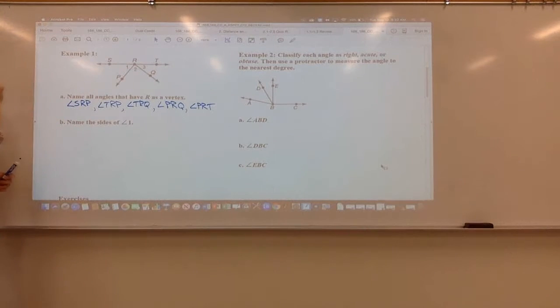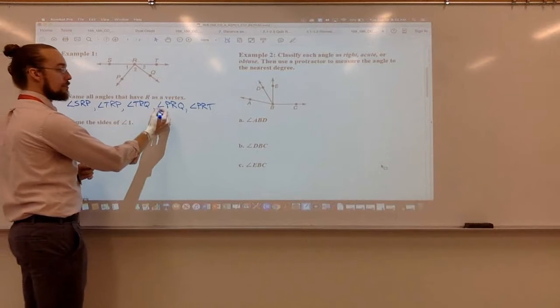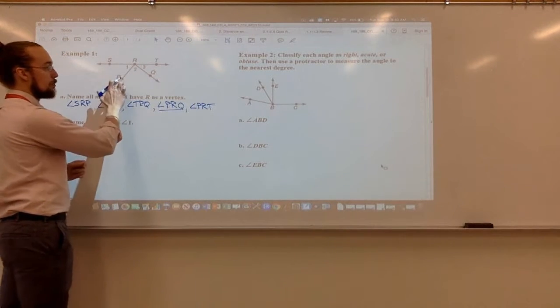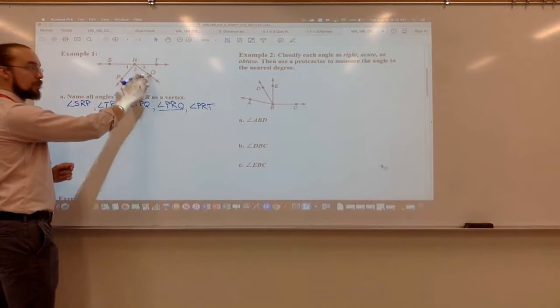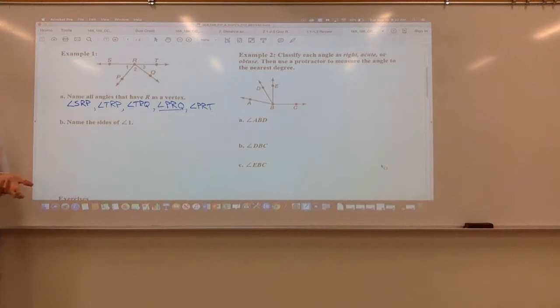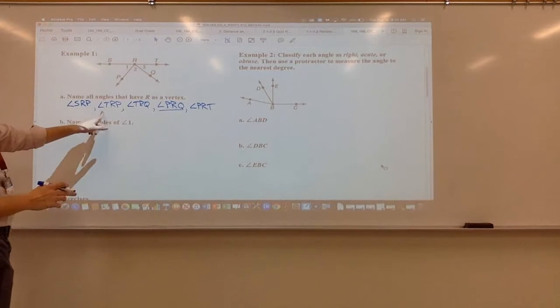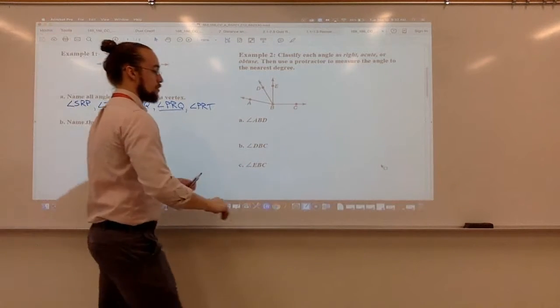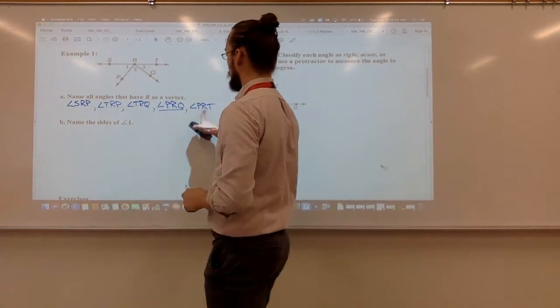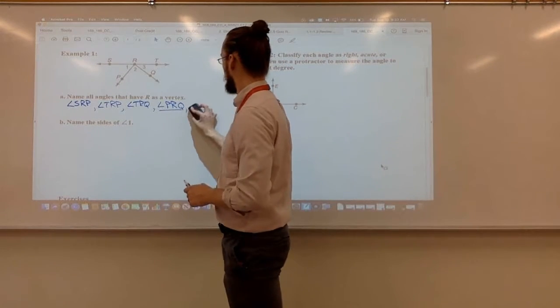QRP. So we actually already named that one. Right? PRQ and QRP are actually the same angle. So it's TRP and PRT. Did I do that one? Yeah. Oh yeah, you're right. So we already named that one as well.